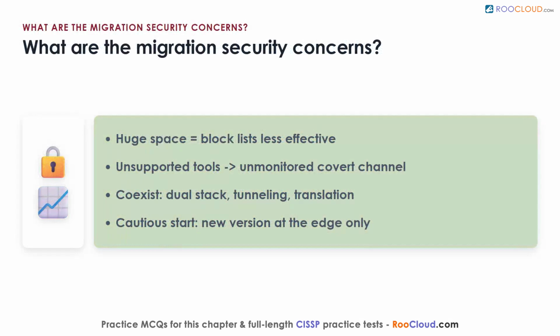What are the security concerns during migration? Two big ones. First, the enormous address space means attackers have far more source addresses to rotate through, so simple address block lists become much less effective. Second, and more dangerous, is a monitoring gap. If you enable the new version before every security and monitoring product fully supports it, that traffic flows unwatched and unfiltered, effectively a covert channel.